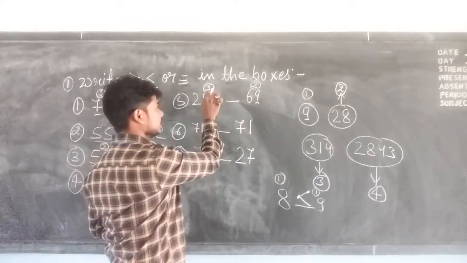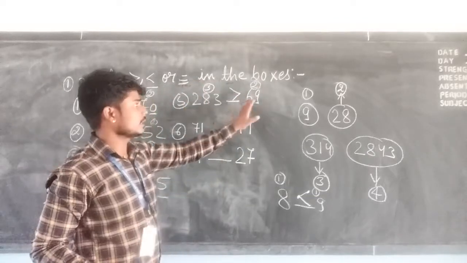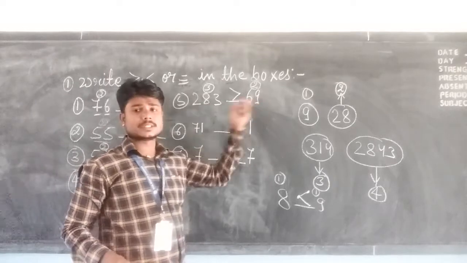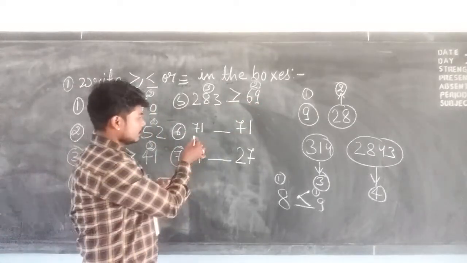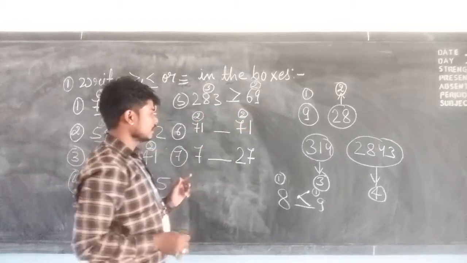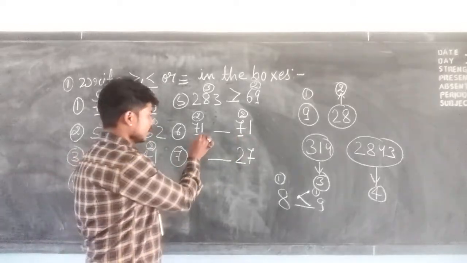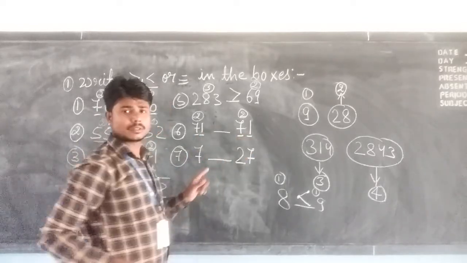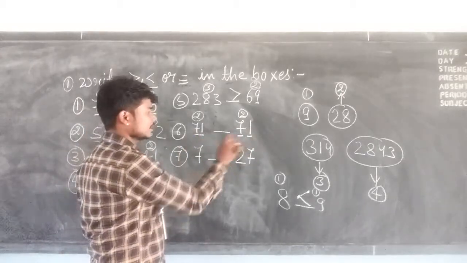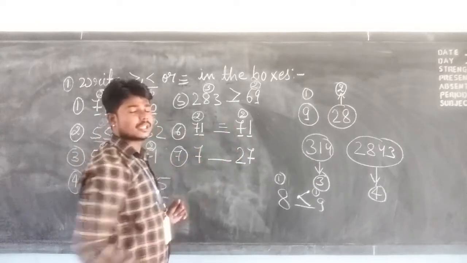This is 3 digit. This is a 2 digit number. A 3 digit number will be greater than a 2 digit number. So 283 will be greater than 69. Now this is a 2 digit number. This is also a 2 digit number. Now this is 7. This is also 7. Both are the same. Now this is 1. This is also 1. That means both numbers are equal. That means 71 and 71 are the same. That means you have to put the equal sign.